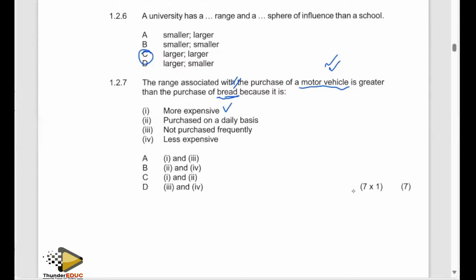That's correct. Is it purchased on a daily basis? No. You cannot purchase motor vehicles on a daily basis. Those are durable goods, which are expensive. No one can afford to do that. Is it not purchased frequently? Yes, we don't purchase motor vehicles frequently. And it's less expensive? This is the wrong response. So combining the two, we have item number 1 and item number 3, which come as option C. Right, I will move on to the next question.